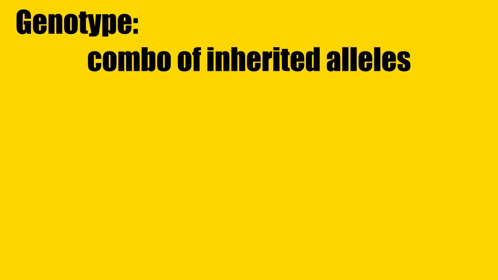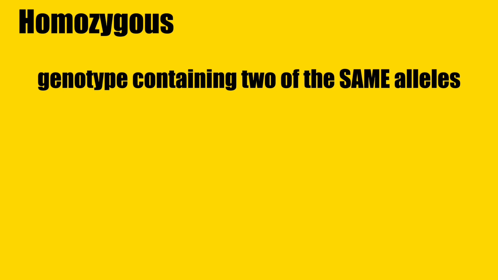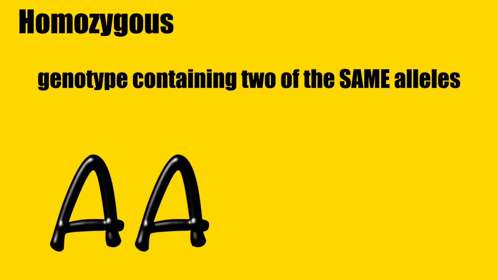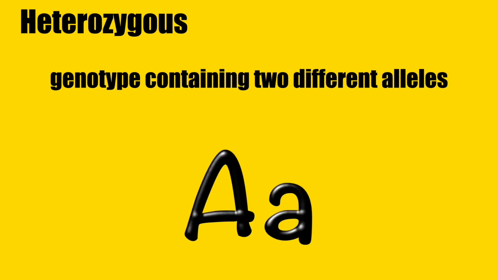A genotype is a combination of inherited alleles and is usually represented by two letters. There are two types of genotypes. Homozygous: homo means same, and this is a genotype containing two of the same alleles. An example is capital A, capital A, or lowercase a, lowercase a. Heterozygous: hetero means different, and this is a genotype containing two different alleles. An example is capital A, lowercase a.